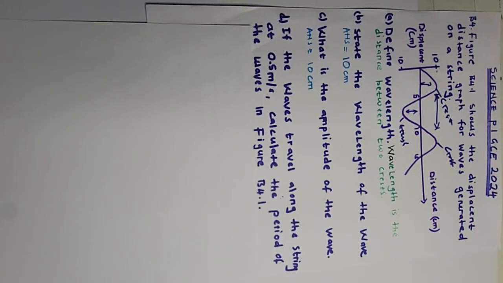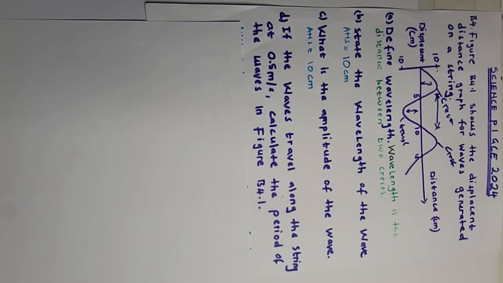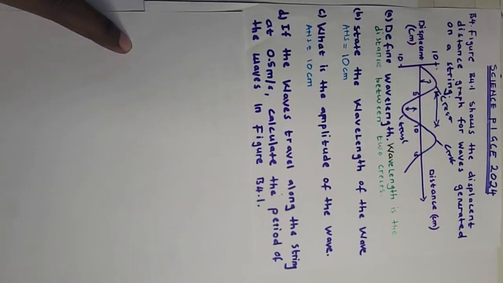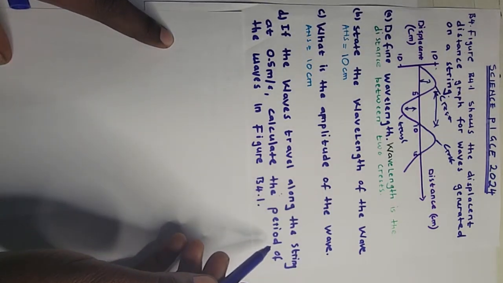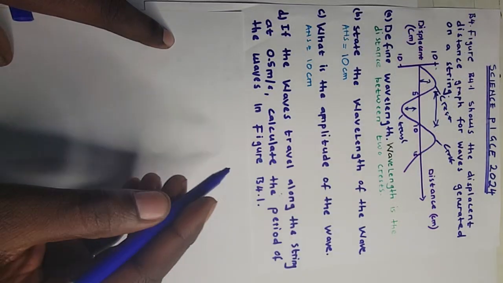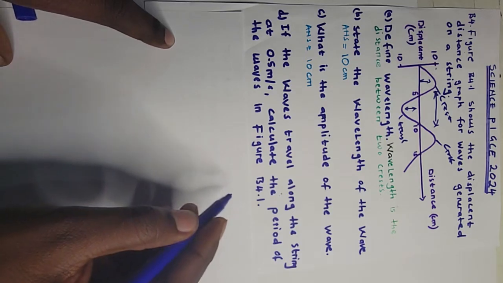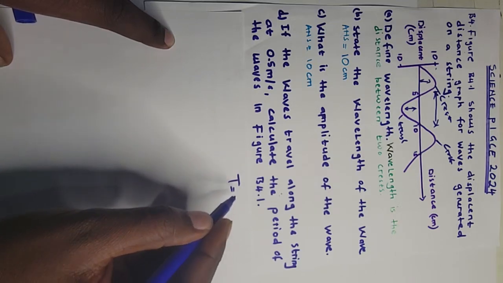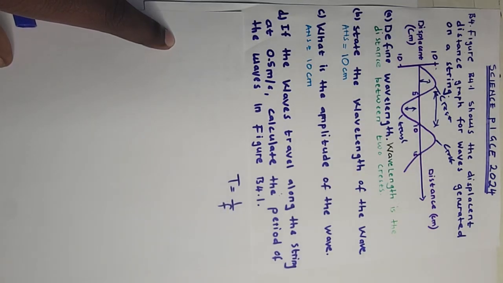Okay, so what are they saying there? If the waves travel along the string at 0.5 meters per second. So what is this 0.5 meters per second? This is called the wave speed. They want us to calculate the period of the wave. And remember, the period of a wave is given by the formula: period is equal to 1 divided by frequency.